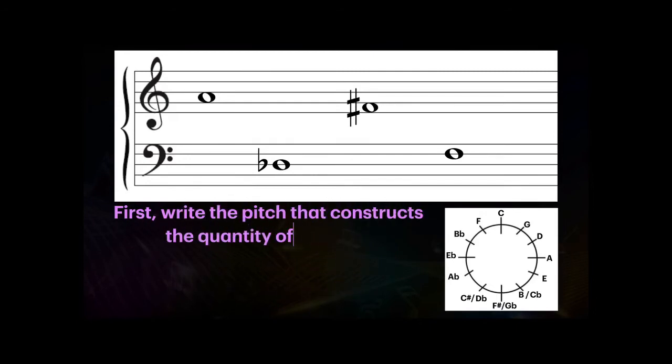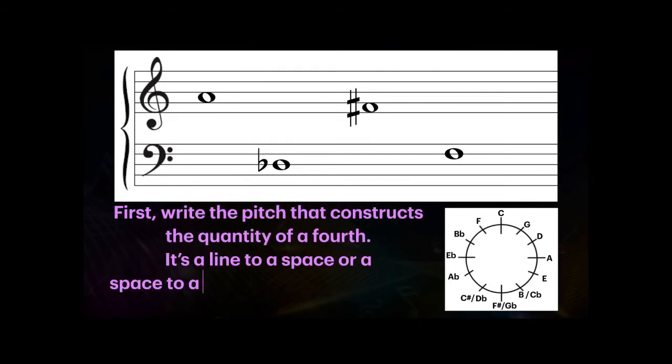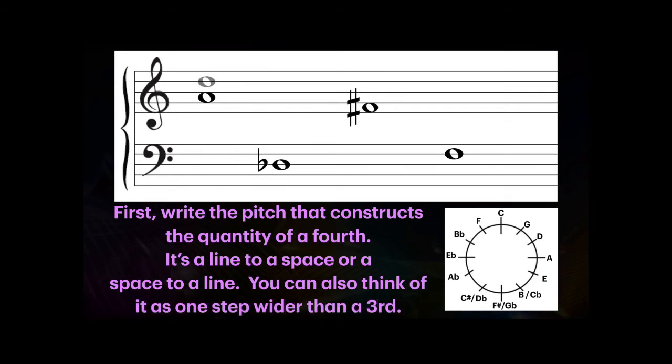Write the pitch that constructs the quantity of a fourth above each of these pitches. It's a line to a space or a space to a line. You can also think of it as one step wider than a third. So if the space above that first A is a C to make that a third, you'd go one step wider than that, up to the line that's D.